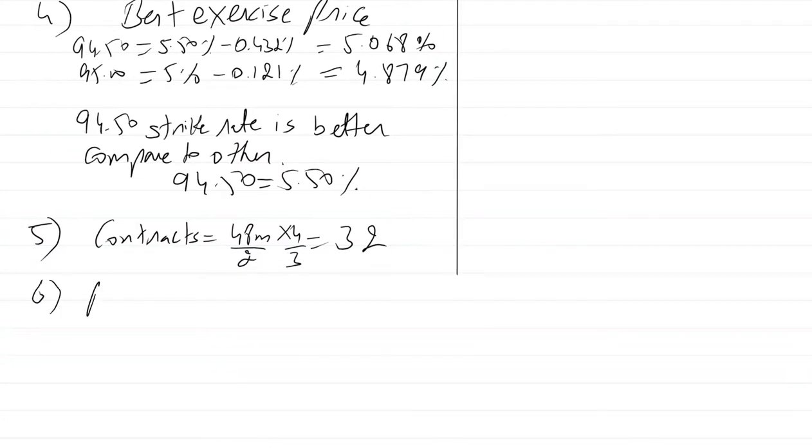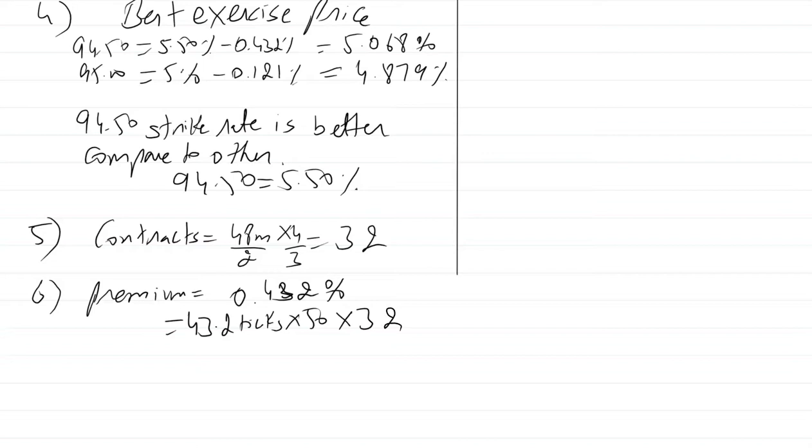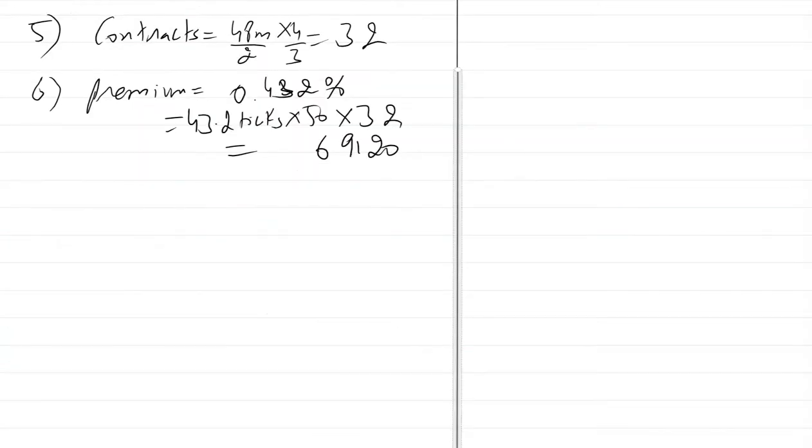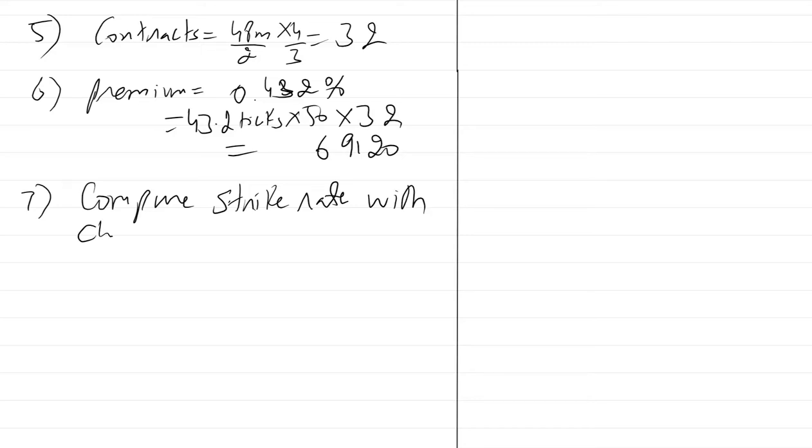Next is premium cost, that is 0.432% or 43.2 tax into 50 into 32. This will be 69,120. And next step is compare strike rate with closing future rate.